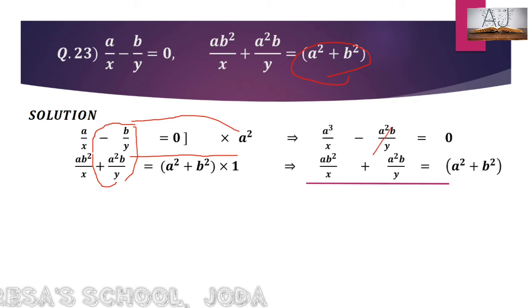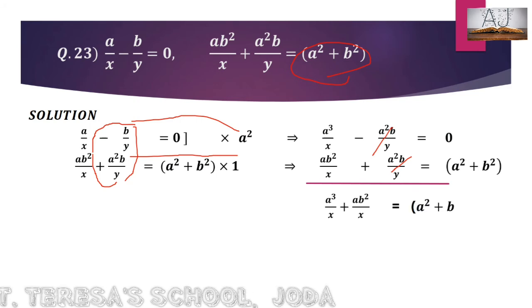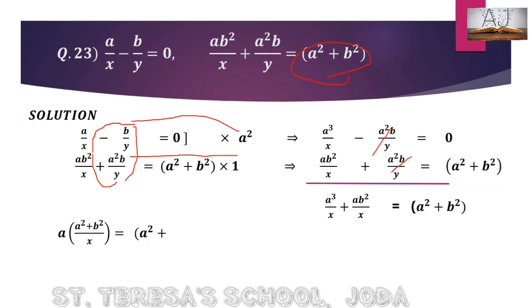And the second one similarly. Now both have different signs, so directly we can cancel by the addition method. Then we have to add these two. a cube by x plus a b square by x is equal to 0 plus something, which is the same thing. So a square plus b square. Now take the common LCM and take common.